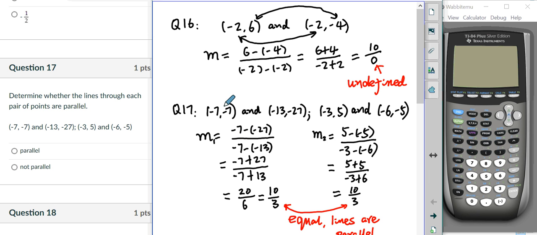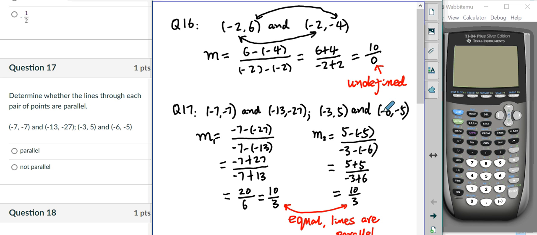The vertical distance here is -7 minus -27, and the horizontal distance is -7 minus -13. So we have upstairs -7 plus 27, downstairs -7 plus 13. 27 minus 7 is 20, 13 minus 7 is 6. Reducing 20 over 6, we get 10 over 3. That's the slope of the first two points.